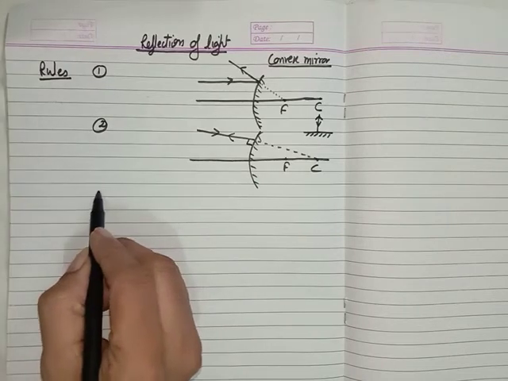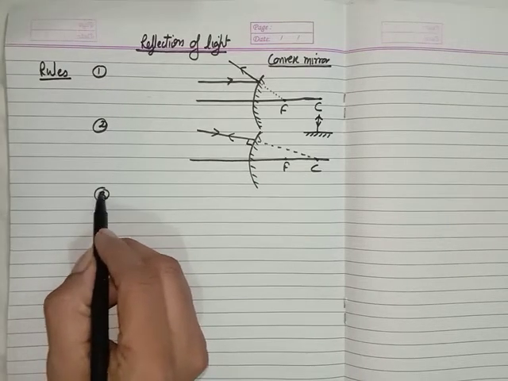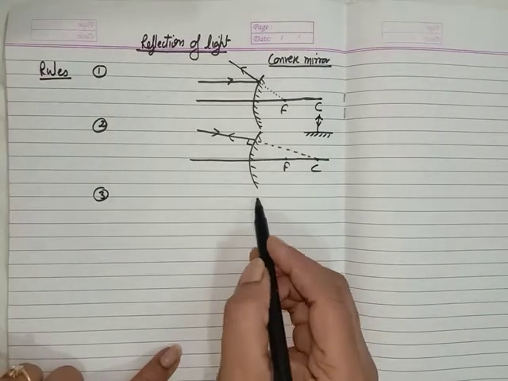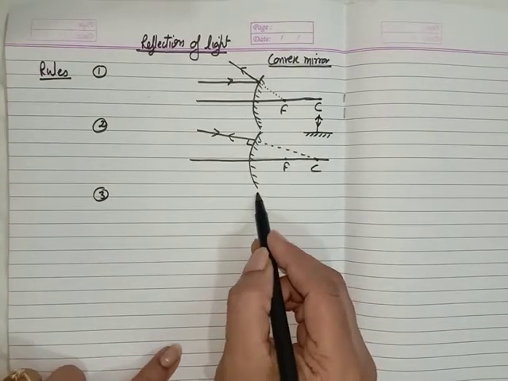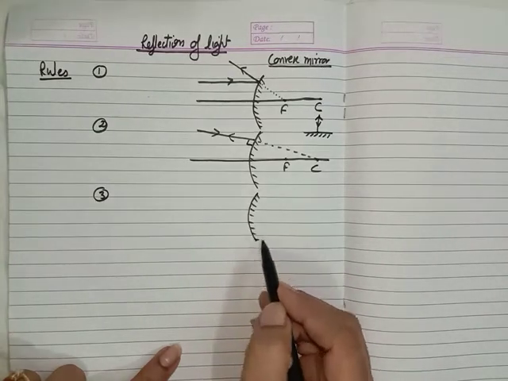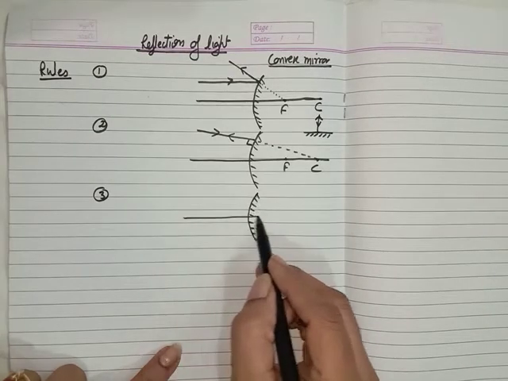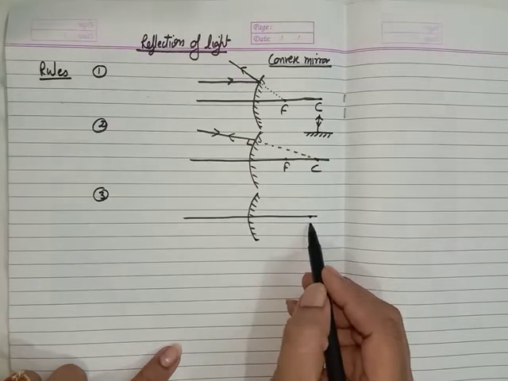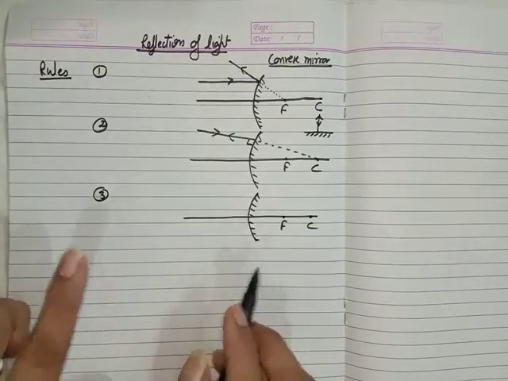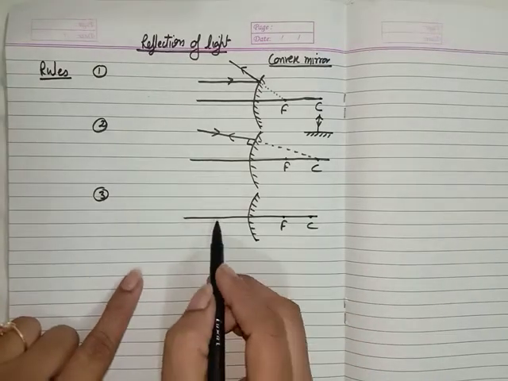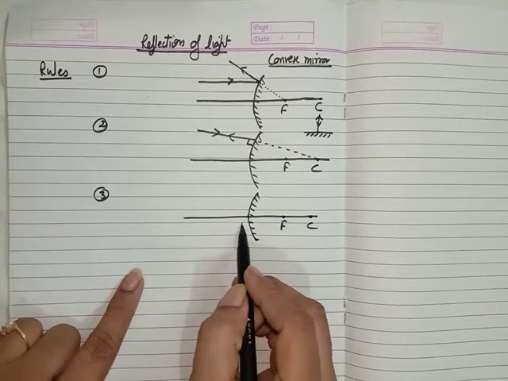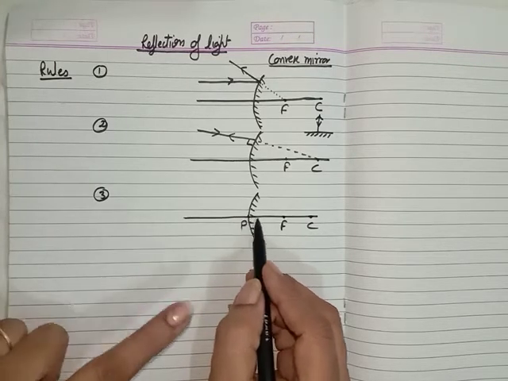Now the third rule. We don't need to use this rule, but in some images, if you are using this rule, it is correct. This is not an incorrect rule, this is a correct rule. It means you can use this rule also for making the images. Okay, suppose a light ray is coming towards the pole of the mirror. As you should know, what is the pole of the mirror?